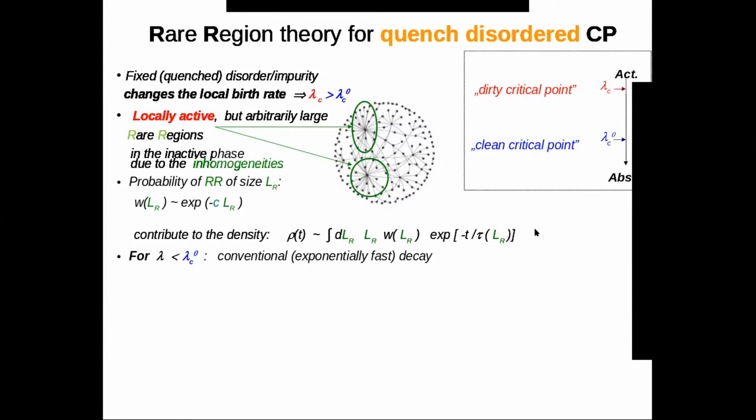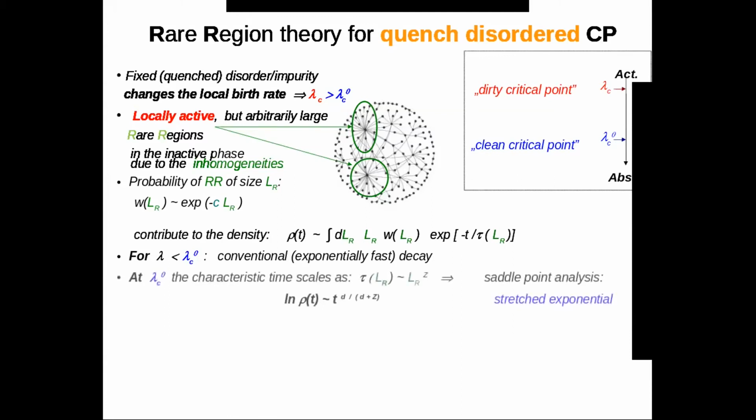So what happens in this system if you vary lambda? If lambda is smaller than lambda_c0, you find conventional, exponentially fast decay. But if you get to the clean critical point, tau will scale as expected in a finite critical system with the rare region size and dynamical exponent z. If you plug this tau into the convolution integral and perform, for example, a saddle point analysis, it turns out that the critical behavior will be a stretched exponential.